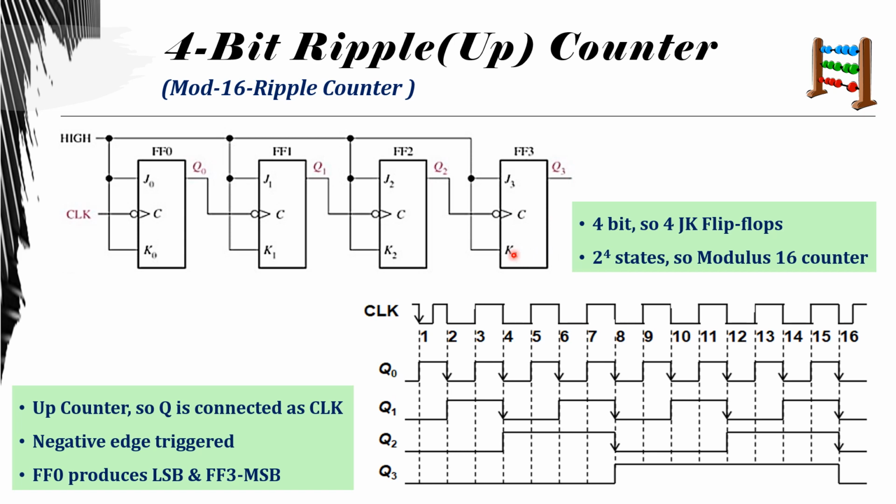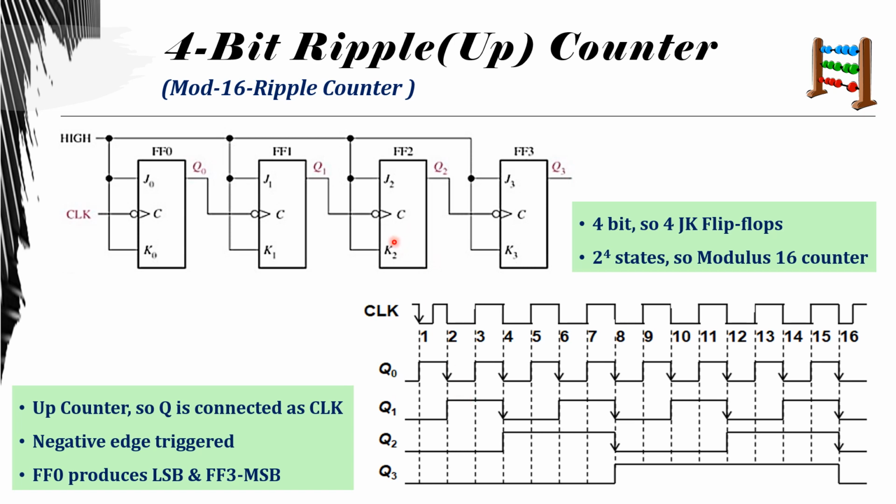During the first negative edge of the external clock, Q0 changes its state. To change the Q1 value, the negative edge of Q0 is considered. During the negative edge of Q0, Q1 changes its value.